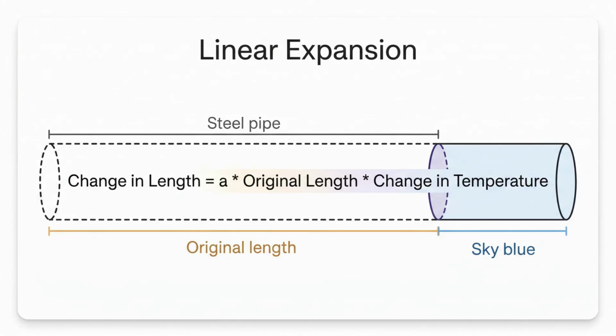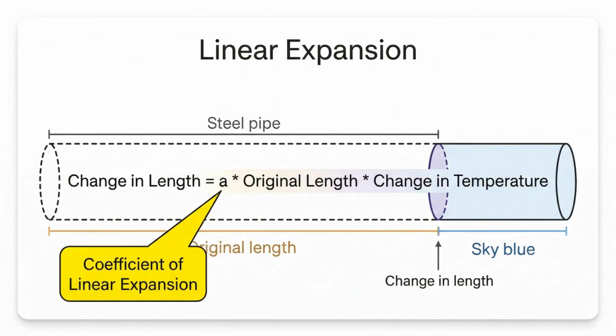When we talk about linear expansion, we mean a change in a material's length due to heat. Different materials expand at completely different rates. We calculate this change using a specific multiplier called the coefficient of linear expansion. This coefficient is crucial. For example, steel and copper have very different coefficients.